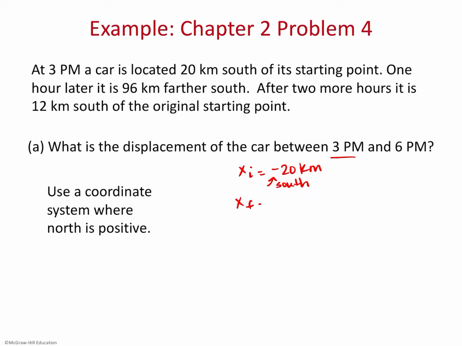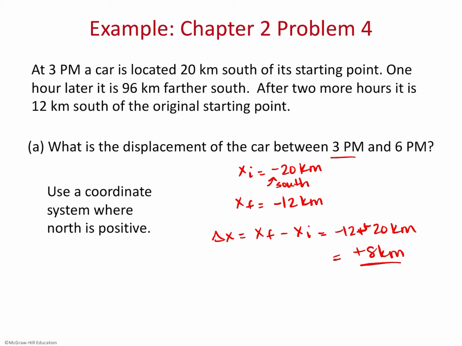At 6 it was at negative 12 kilometers. So its displacement is negative 12 minus negative 20, which ends up making that positive, which is a positive 8 kilometer displacement. Okay, so on the displacement, it's just wanting you to find the final minus the initial.